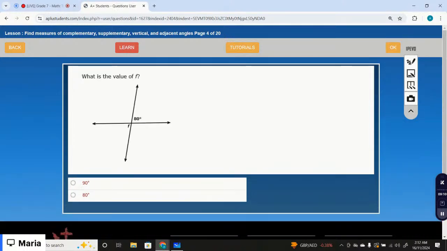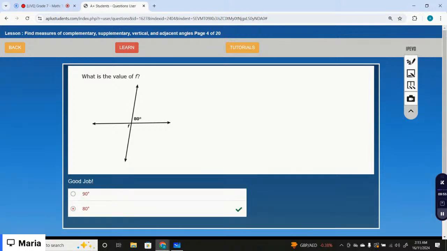What is the value of F, which is the correct option? Eighty degree it is, right? F equals 80 degrees. Option number 2 is the correct option.